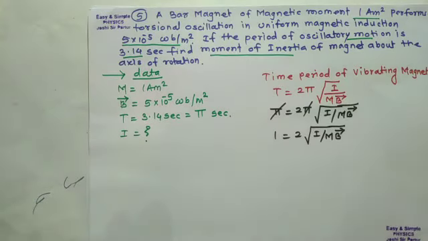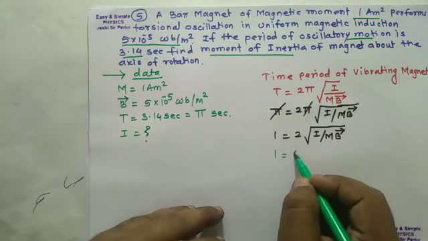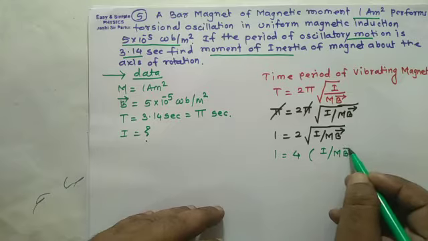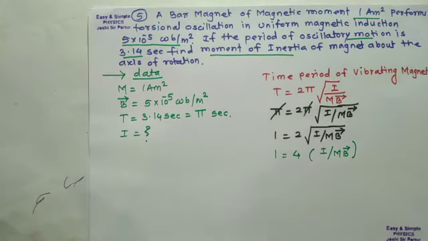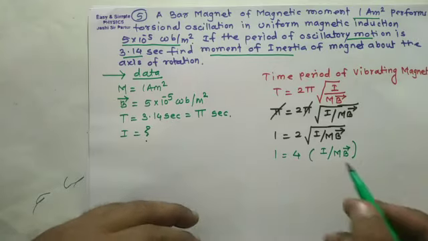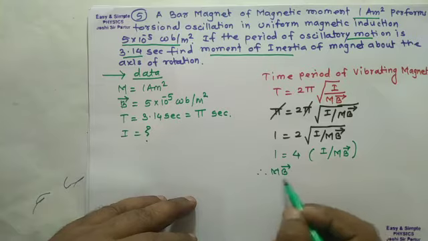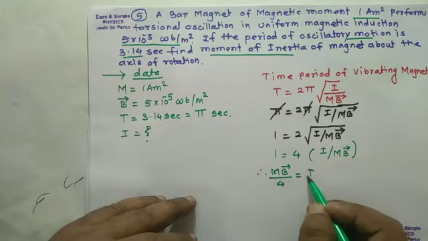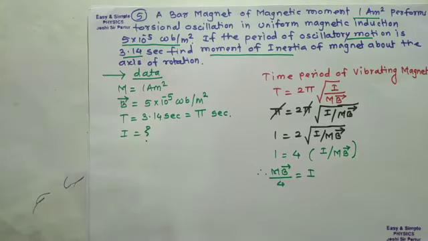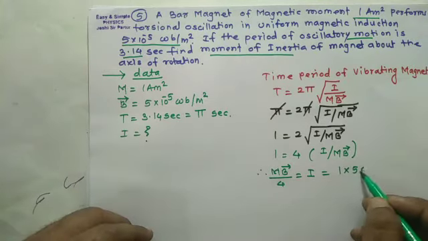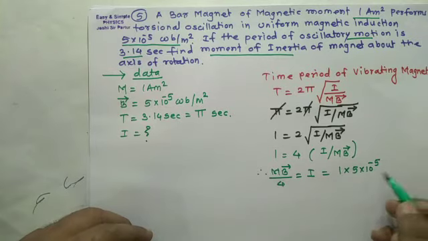Take square on both sides. So here 1 is equal to 4 in bracket I divided by m vector B. We can calculate moment of inertia. So m vector B divided by 4, that will be moment of inertia, is equal to the value of m, 1 multiplied by 5 into 10 to the power minus 5 divided by 4.